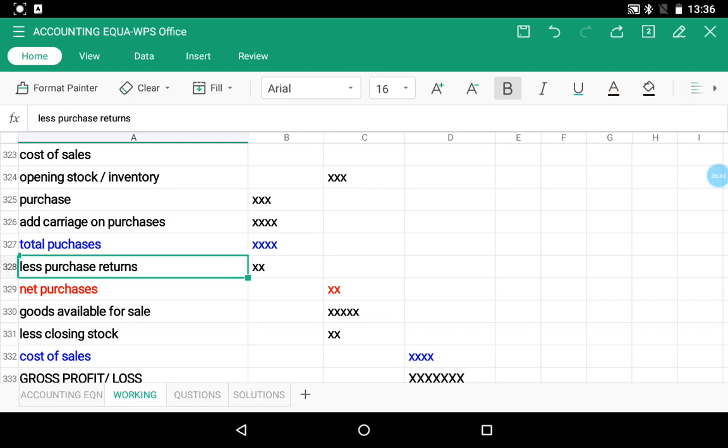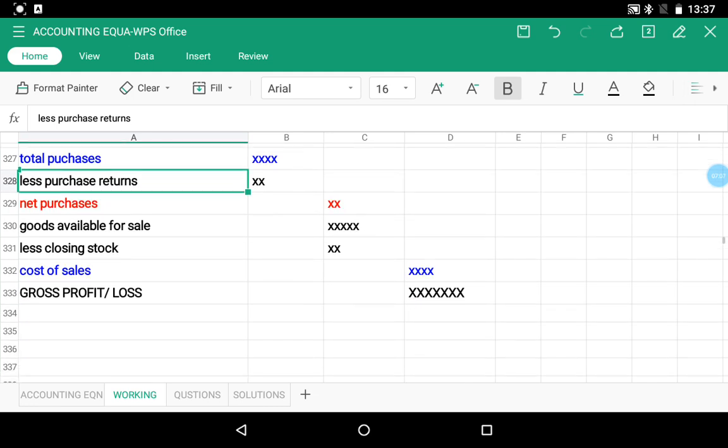Of course, as a business, you can buy goods but find damaged ones, or find wrong quantity, and you take them back. That means you subtract, or reduce the value of your purchases. So you get to purchase returns, or return outwards, and you get net purchases.